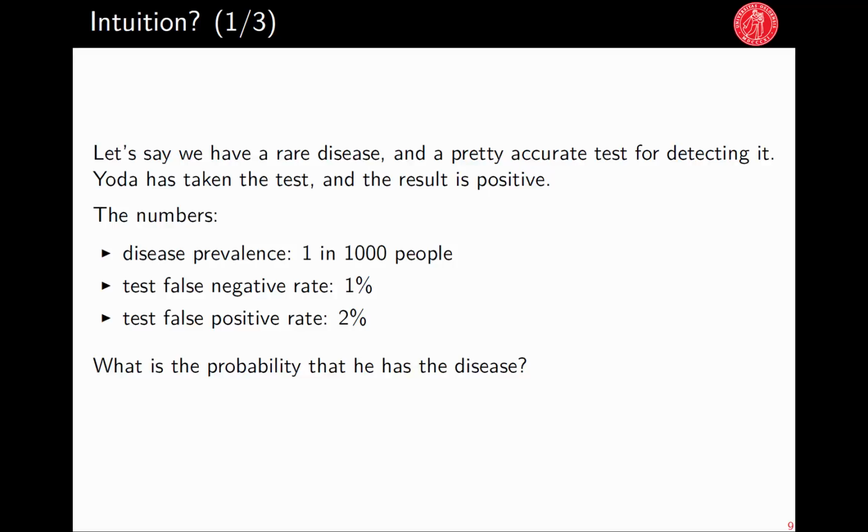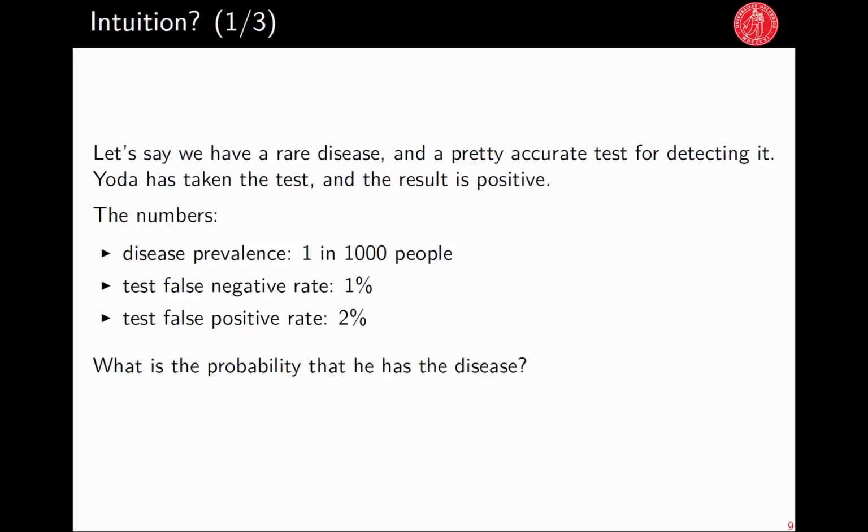So the disease, often called the prevalence in medical terms, means that 1 in 1,000 people suffer from this disease. So that gives it a probability of 1 over 1,000, a very small probability, 0.001. For the test, we know that it has a false negative rate of 1% and a false positive rate of 2%. False negative, false positive, you've heard before. And these are very closely related usages here.